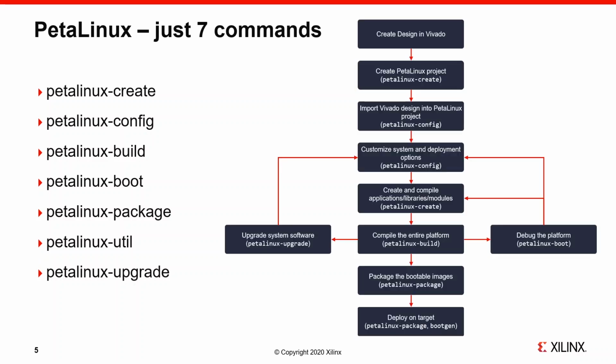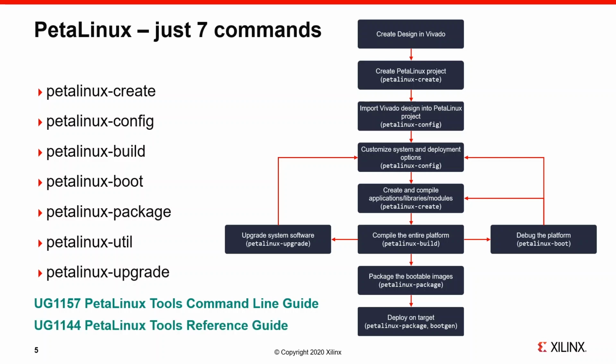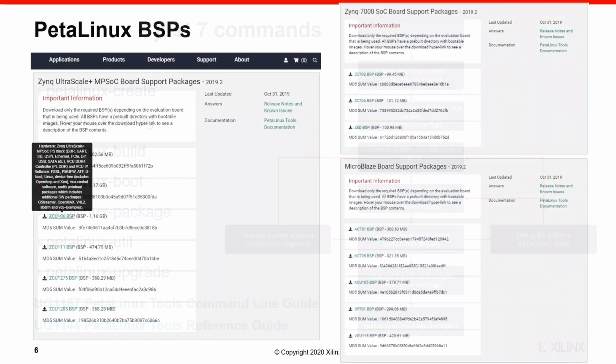This example workflow shows how some of these commands might be used in development. Note that boot, package, util, and upgrade are all optional commands that are not required to create a bootable set of Linux images. More information about the PetaLinux commands can be found in the UG1157 PetaLinux Tools Command Line Guide and the UG1144 PetaLinux Tools Reference Guide.